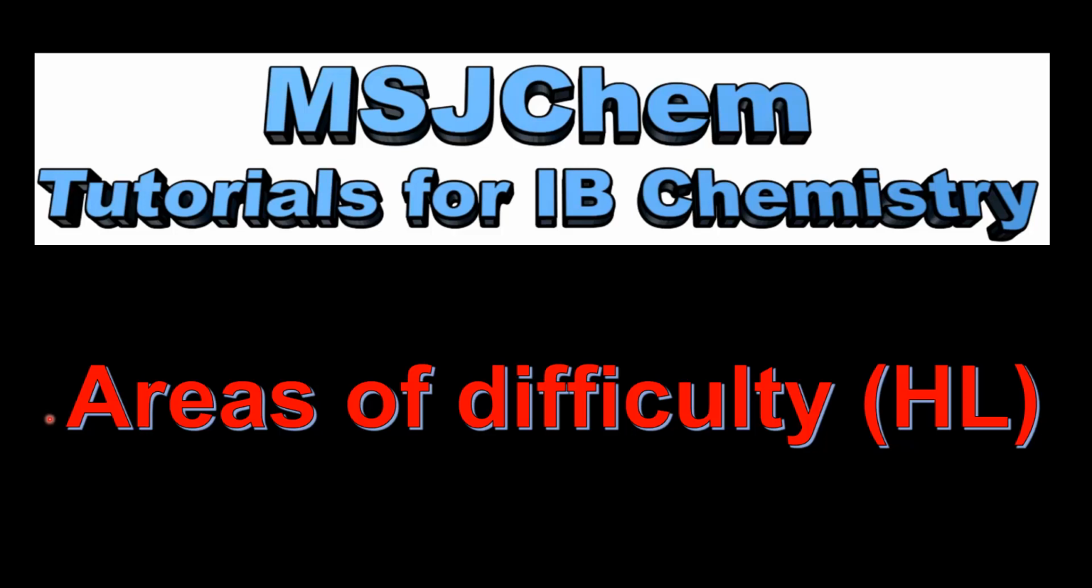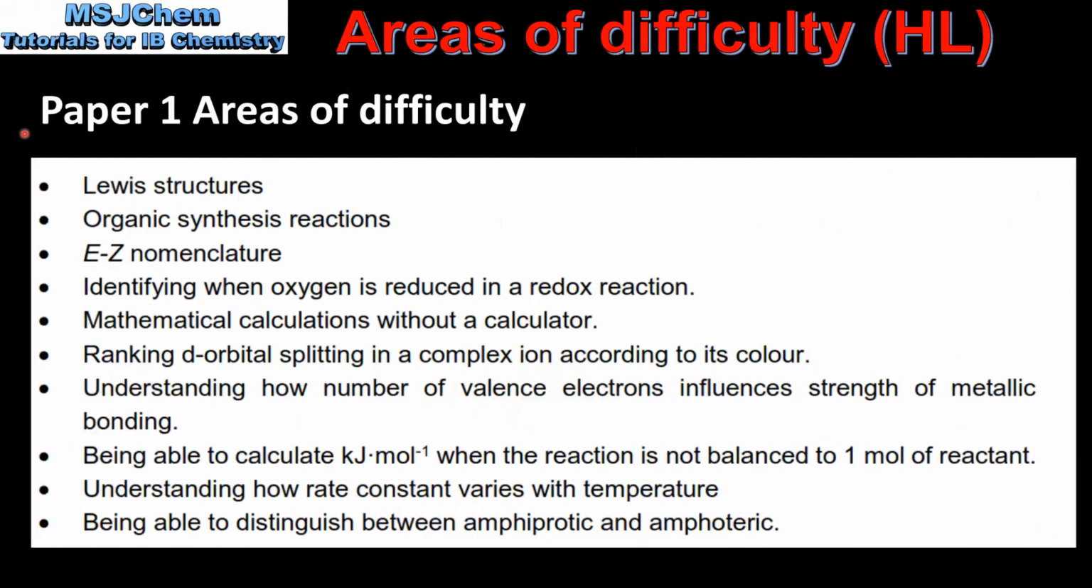This is MSJ Chem. In this video, I'll be looking at areas of difficulty for the higher level. So we'll start by looking at Paper 1, Areas of Difficulty. The first point is Lewis structures. It's important to remember for higher level that students need to be able to draw Lewis structures for molecules or ions with up to 6 electron domains.